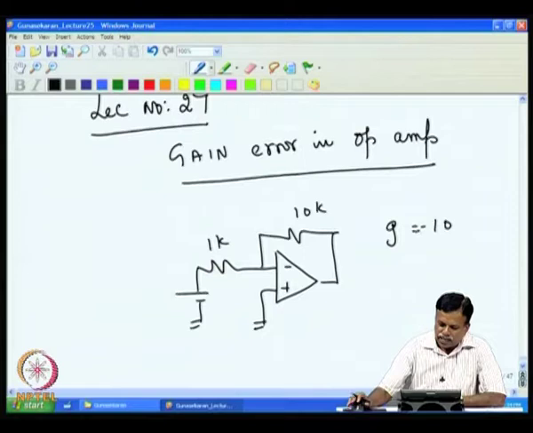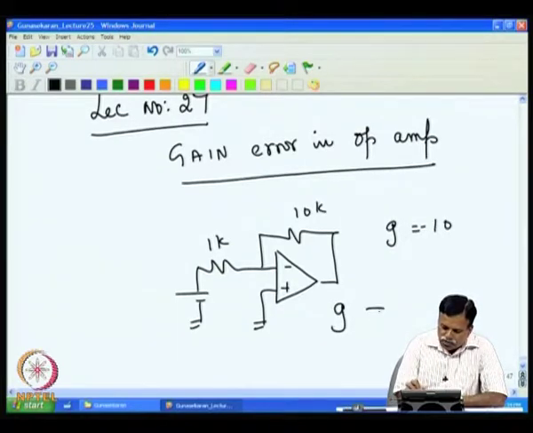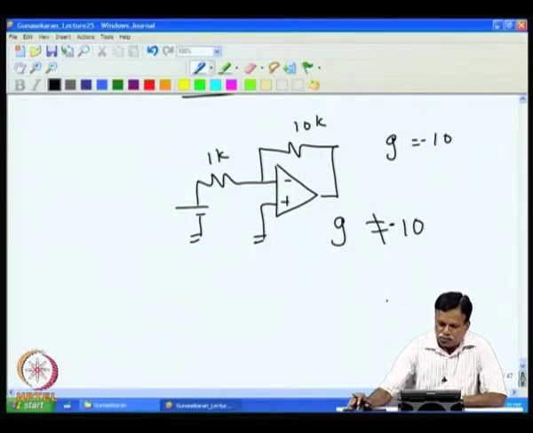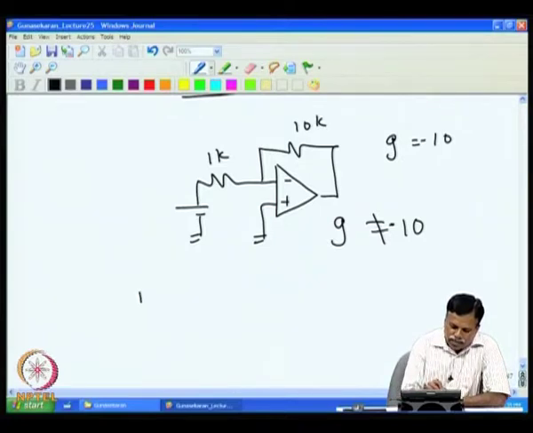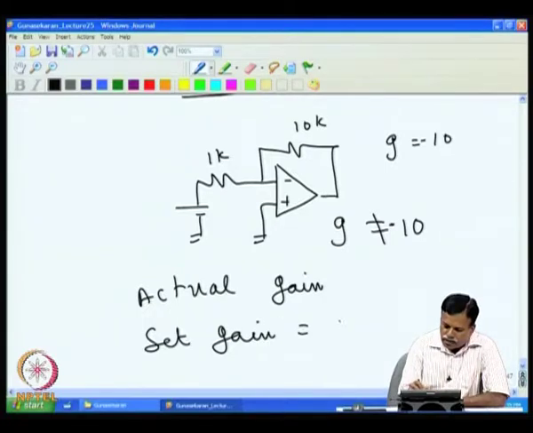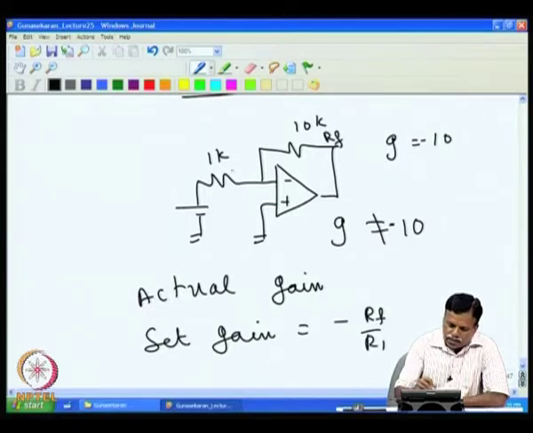In the actual case, this gain is not really equal to 10. This is what we want to point out, and then what is the effect of this in circuit applications and how to correct that. We will see that in this. We will treat this in two parts, that is the actual gain and then the set gain. Set gain is our RF by R1, that is this RF and that is R1.